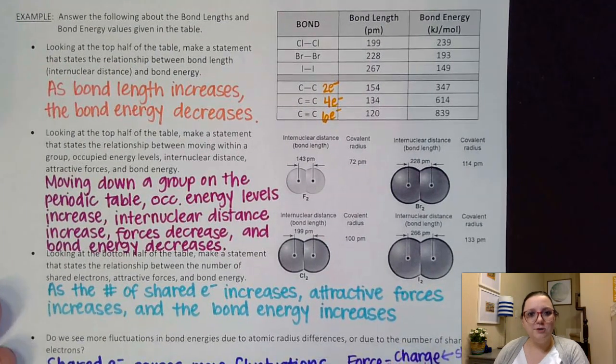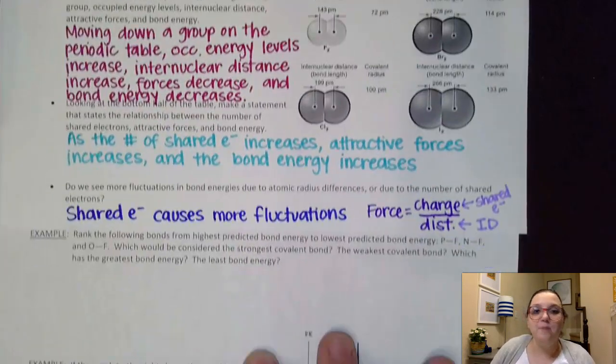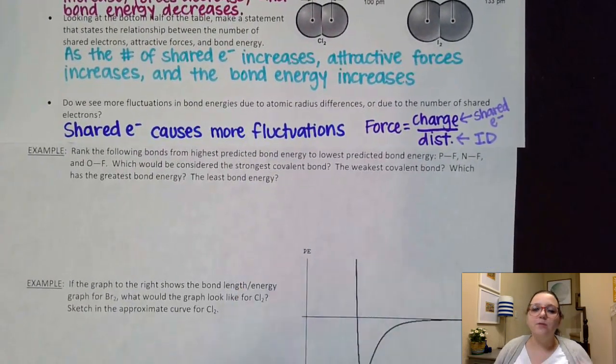With lattice energy, remember how we said that charge trumps distance? That charge was more important to look at than the number of occupied energy levels? Well, the same holds true here. Here, though, the shared electrons trump distance. So the shared electrons are what we want to check first. And then if the shared electrons are equal, then we can look at occupied energy levels.